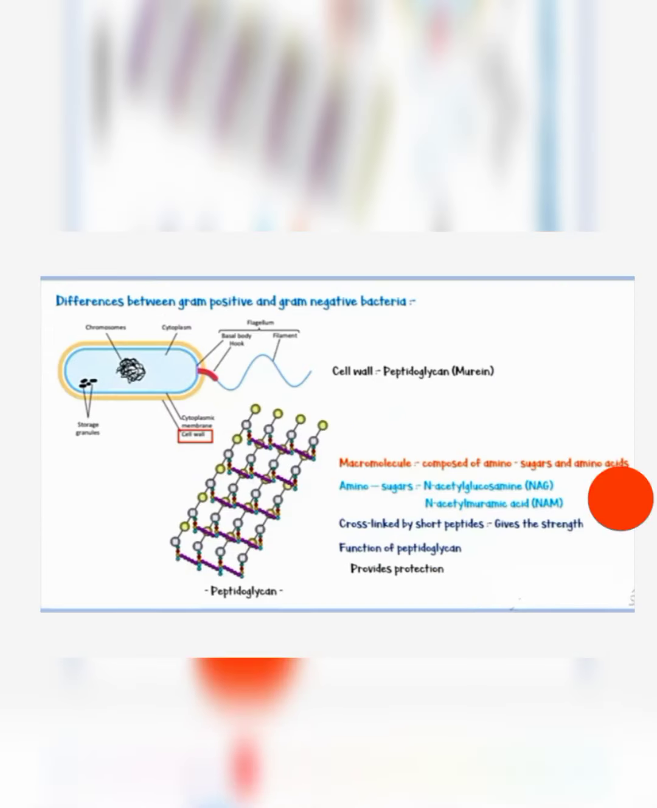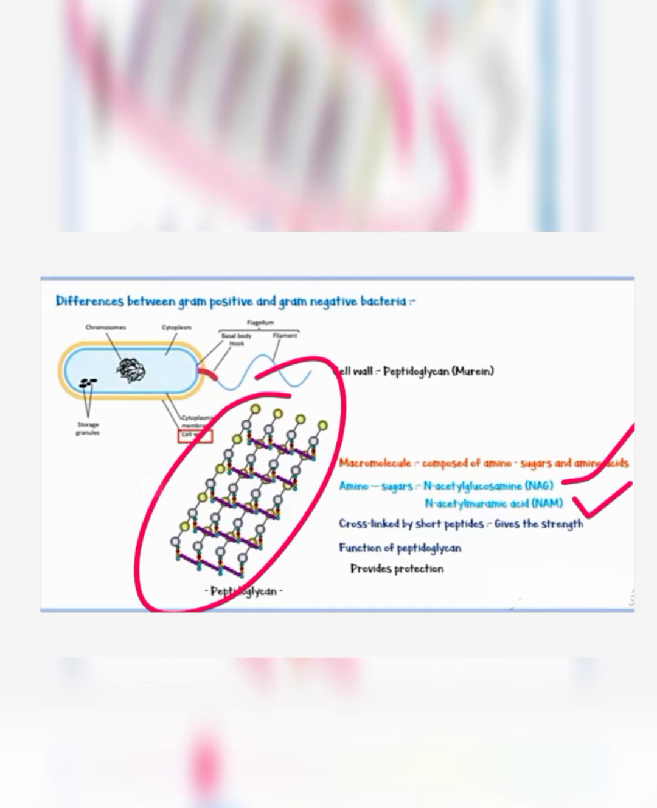Now when we see it more clearly, we were talking about the cell wall, right? It is composed of peptidoglycan, which is murein, and I told you about this macromolecule composed of amino sugars and amino acids. The amino sugars are N-acetyl glucosamine, NAG, and N-acetyl muramic acid, that is NAM. When you see a closer, zoomed view of this, you find a cross-linked structure. The cross-linked peptides give strength to the cell wall.